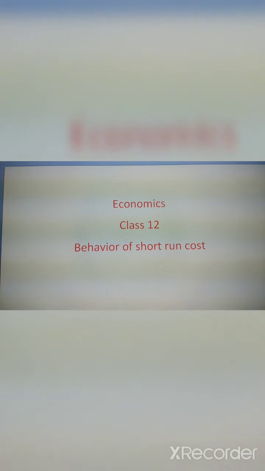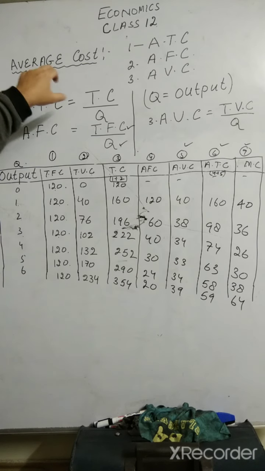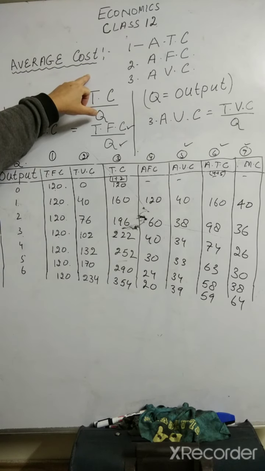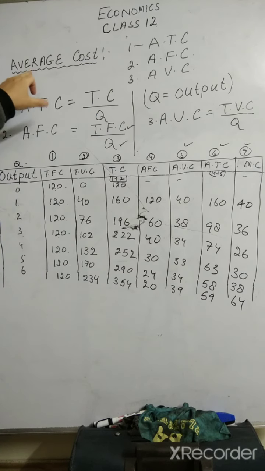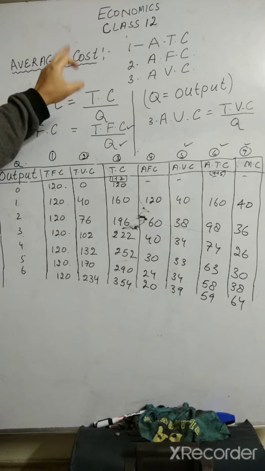In this video lesson, we will study the behavior of average cost in the short run. Now, average cost. What is average cost? Average cost is cost per unit output.